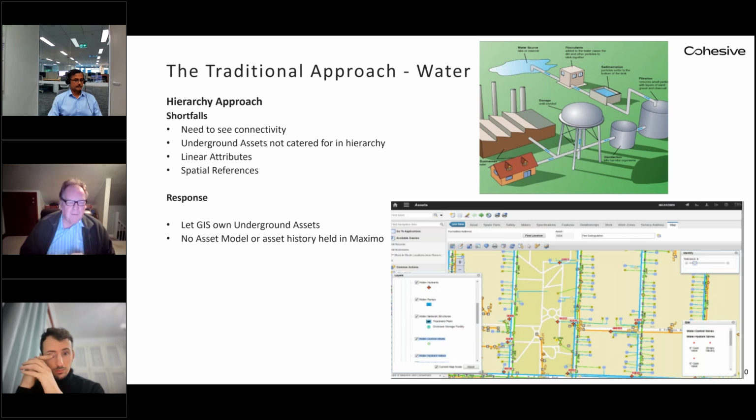And the response that we've had from customers, people like Affinity Water, Southeast Water, South Staffs Water, they're saying, okay, we let GIS own the underground assets because GIS can manage it. But GIS is not a work management system, and it doesn't hold the asset history. So yes, you can use GIS and it works very successfully, but they're not gathering the history. So those are the problems we're seeing that they're facing. And when they're reporting to the regulators about how many kilometers of underground pipe are aging or corroding, they can't give the answers.